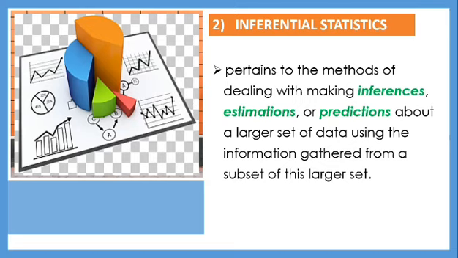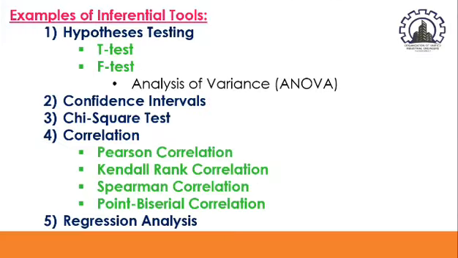For example, we use inferential statistics to try to infer from the sample data what the population might think, or we use inferential statistics to make judgments of the probability that an observed difference between groups is a dependable one, or one that might have happened by chance in this study. Therefore, we use inferential statistics to make inferences from our data to more general conditions.